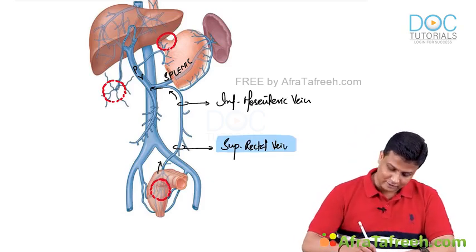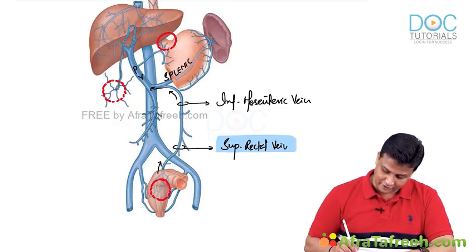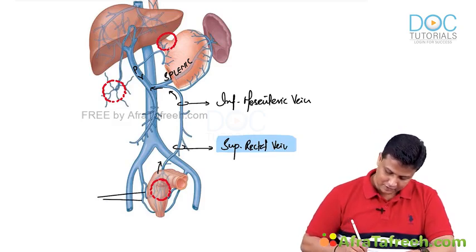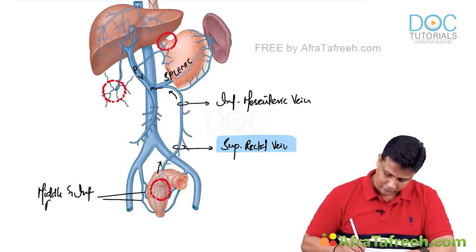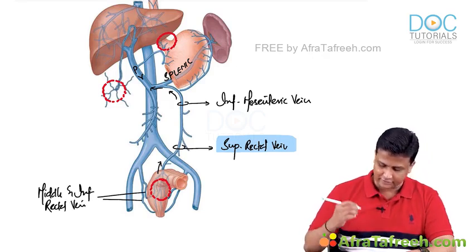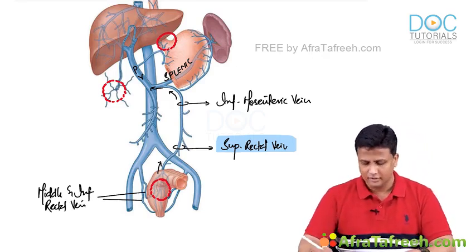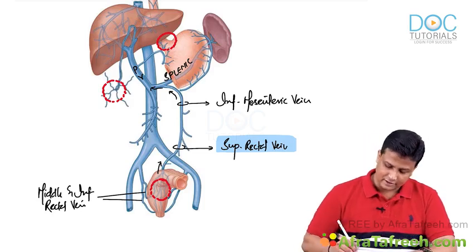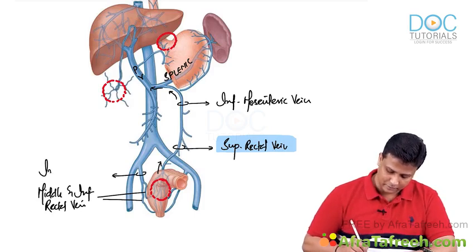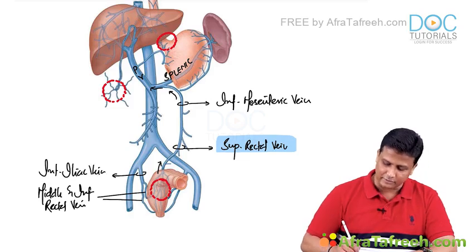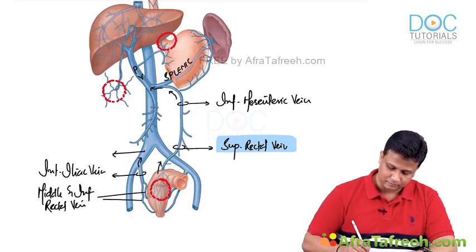Now on the other side, you will be able to appreciate the middle and the inferior rectal vein here. This will be the middle and inferior rectal vein. So from the rectum, you'll actually have three sets of veins: superior rectal, middle rectal, and inferior rectal. Middle and inferior rectal vein, you can clearly see they are going to drain the blood into this internal iliac vein. And this internal iliac vein is going to combine with the external, and together they are going to form the common iliac vein. This one here will be the common iliac vein.